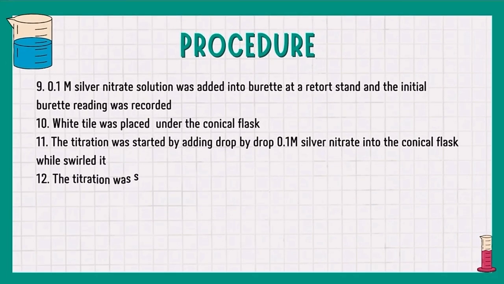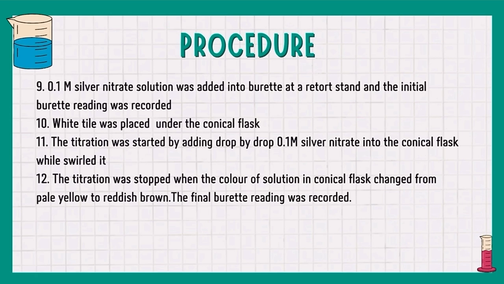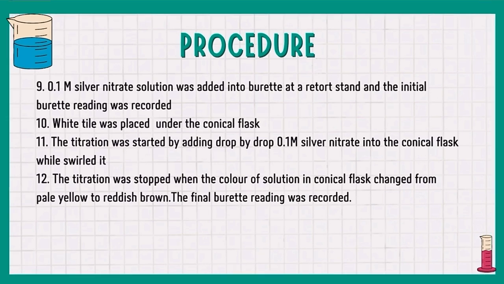After that, 0.1 mol silver nitrate solution was added into burette at a retort stand and the initial burette reading was recorded. White tile was placed under the conical flask. The titration was started by adding drop by drop 0.1 mol silver nitrate into the conical flask while swirling it. The titration was stopped when the color of solution in conical flask changed from pale yellow to reddish brown. The final burette reading was recorded.